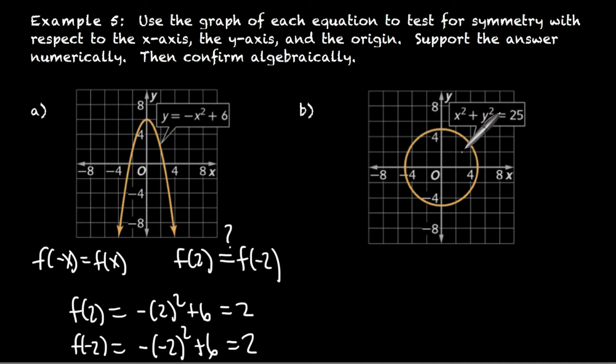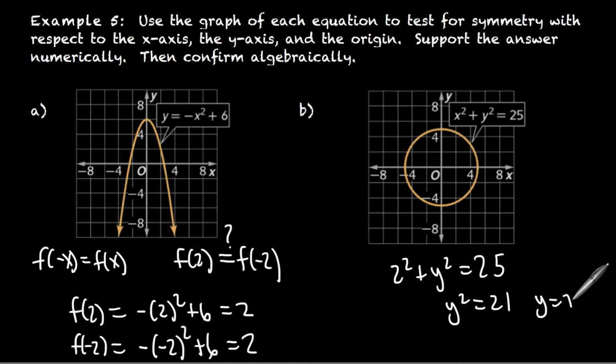Okay, we're going to do the same thing over here. This appears to have symmetry about the y-axis and about the x-axis. So let's see if we can do the same deal. We are going to plug in 2 for x. That's going to be 2 squared plus y squared equals 25. And that's going to be 4, and so y squared equals 21. So y equals plus or minus the square root of 21.